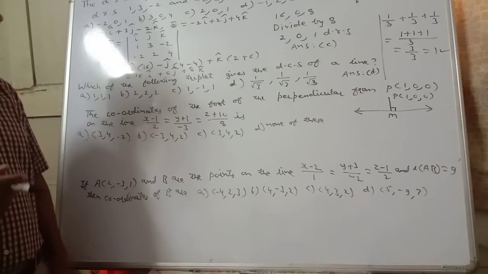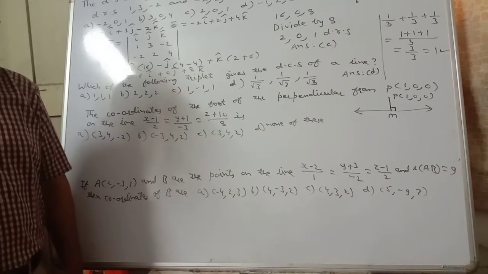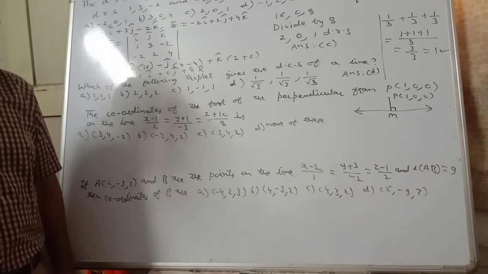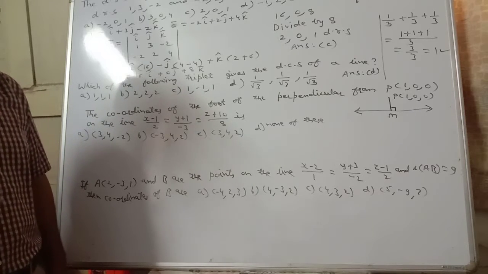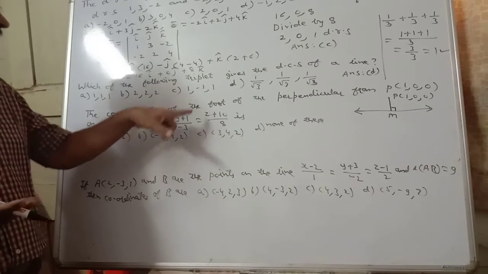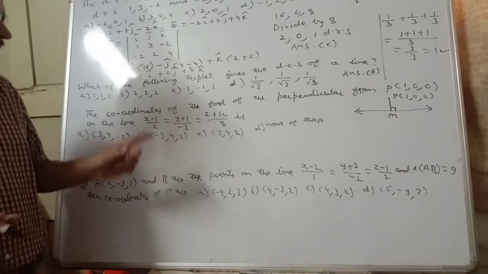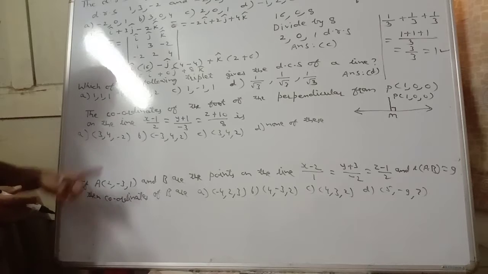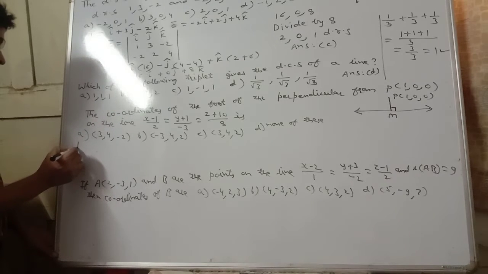So we have to find coordinates of point M. Equation of line, it is given in Cartesian form. These 3 equal sides are there. Each side has the same value. Now let us denote the value of each ratio as lambda.